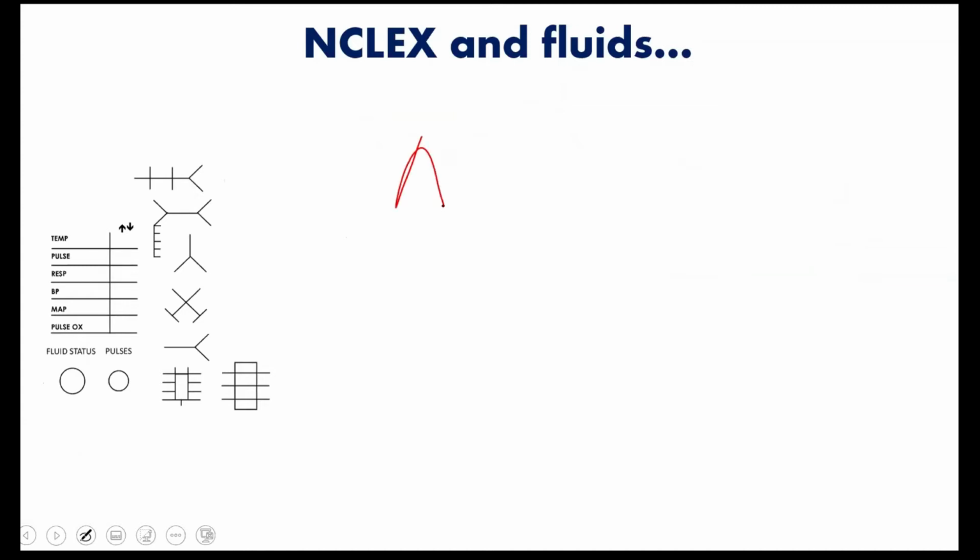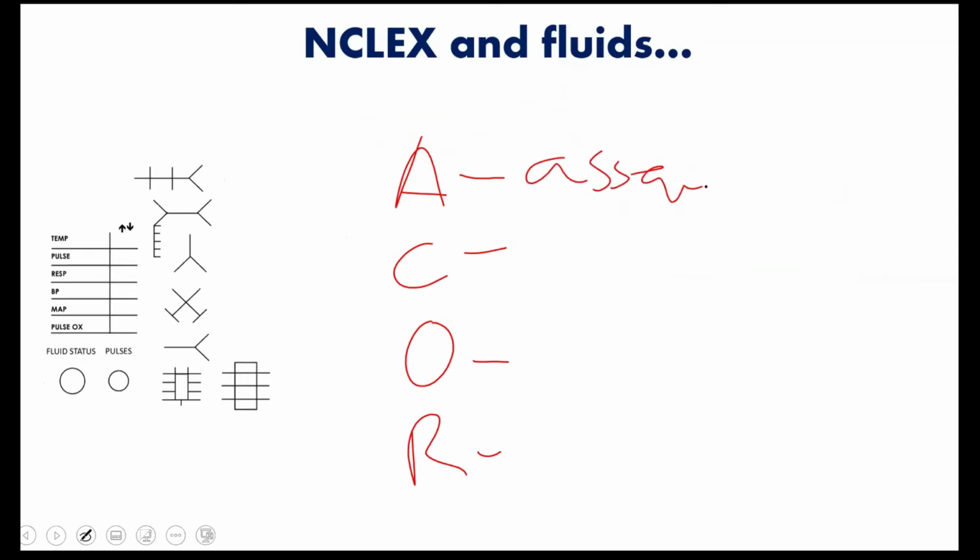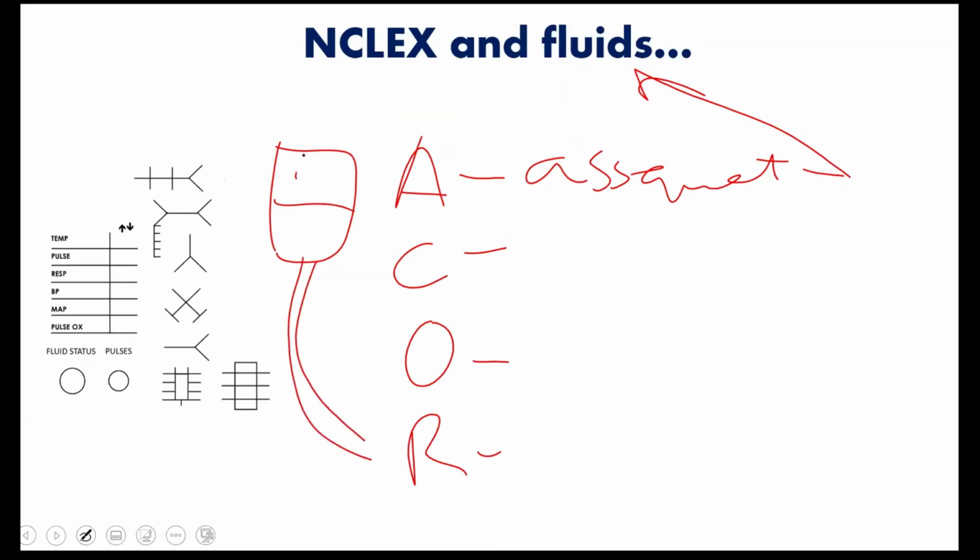And we talked about the assessment process of ACOR. And I said, this is basically my assessment of how I look at IV fluids when I go into the room. The first one is assessment, right? So what in the assessment of the patient means that they get this IV fluid? Why are they getting this IV fluid? And we talked a little bit about the process of walking into the room and seeing an IV and then going through this assessment. The second thing we're going to ask is compatible.